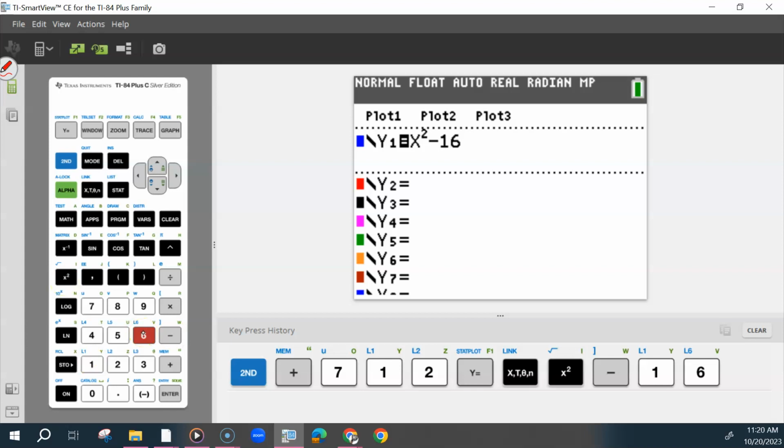How do you do the variables again? There's a button here that's like all of those. So x, then squared, in y equals, minus 16, then graph it.